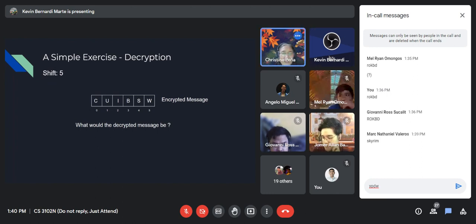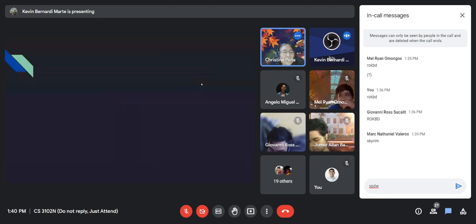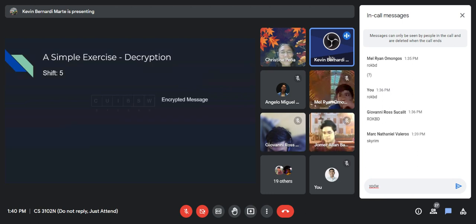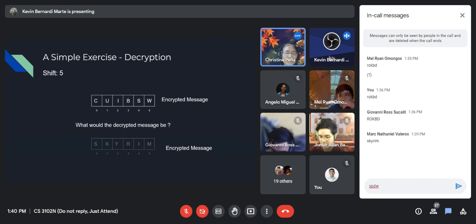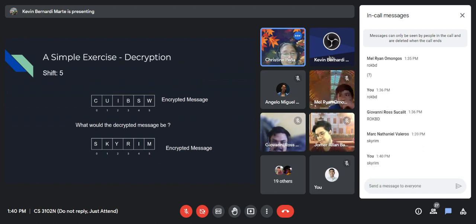There's an answer there. So shift 10 of this message would result in the original message, Skyrim. So Caesar is rather simple. It's so elementary that even a grade 1 student would be able to do it.